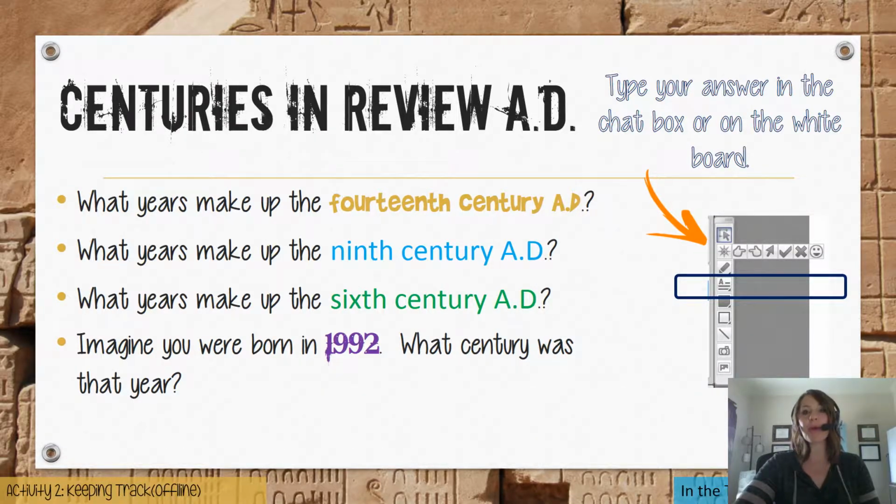So here are some of the practice problems that we'll go through, but just in talking about that century example, imagine you were born in 1992. What century would that be? That would actually be the 20th century. If we take that 19 there and add 1 to it, that's how we get our century. So 1992 would be in the 20th century. I hope that helps a little bit and makes more sense.